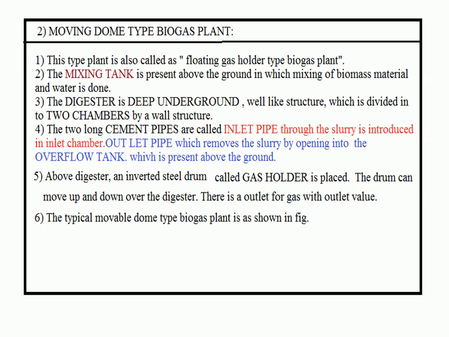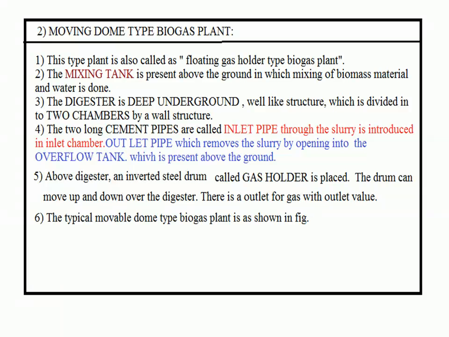Now we have to discuss the second type, the moving dome type biogas plant. The name itself implies that it is a floating gas holder type biogas plant. It consists of a moving dome structure. It is also called the floating gas holder type. This dome can move in a vertical direction. When more gas pressure is generated, it moves upward. When there is no pressure, it comes downward. That means vertical movement only.